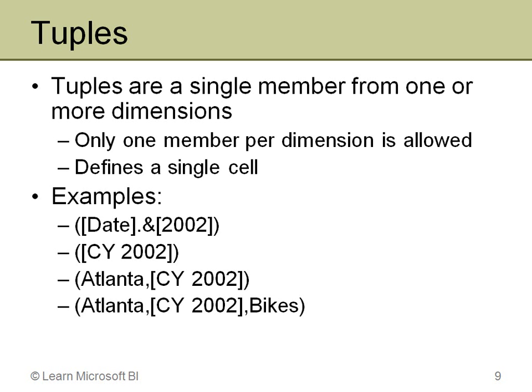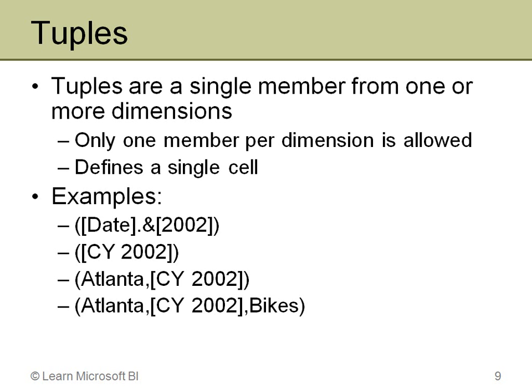The third example there, this is more common for a tuple. This again is a single member from, in this case, two dimensions, Atlanta and cy 2002. So the first value, Atlanta, is from a customer's or a geography dimension, depending on how this is set up. And of course the second member there is from the time dimension. The fourth example here, the first value, Atlanta, again from a customer's or a geography dimension. The second member there is from the time dimension. The third member is from the product dimension.